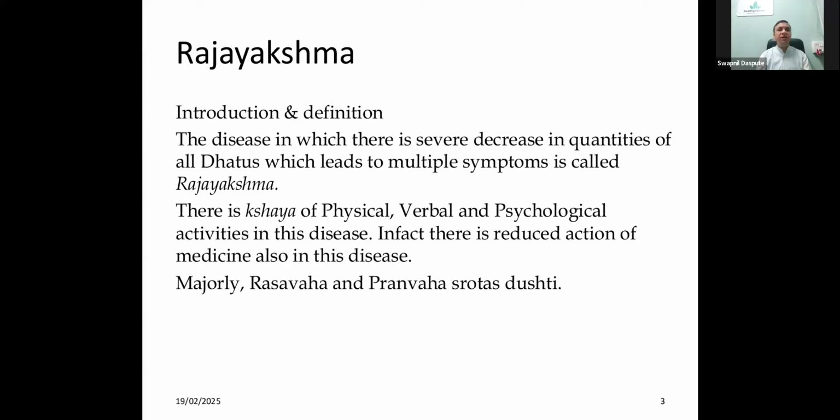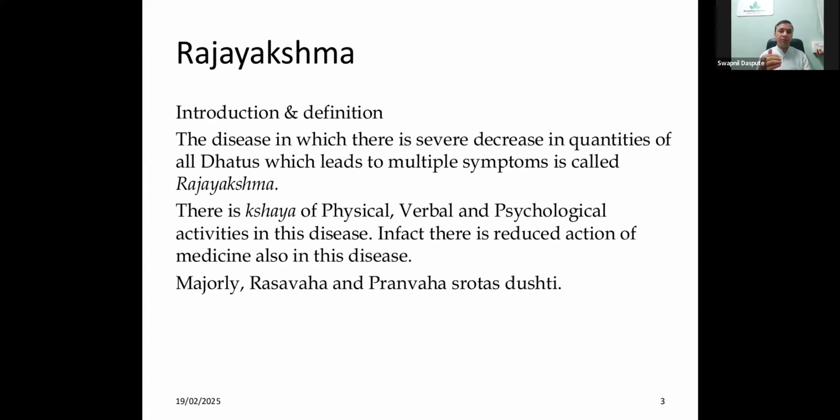So the disease in which there is severe decrease in quantities of dhatus, which leads to multiple symptoms, is called Rajakshma. So the typical feature of this particular disease is there is a decrease or kshaya of all the dhatus in terms of quantity, quality, functionality. So the peculiar feature of this disease is kshaya in all the dhatus is seen.